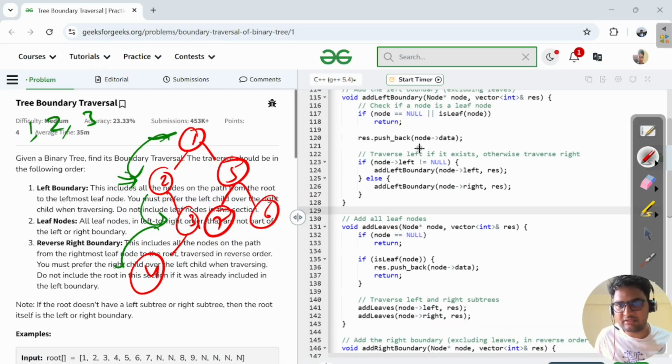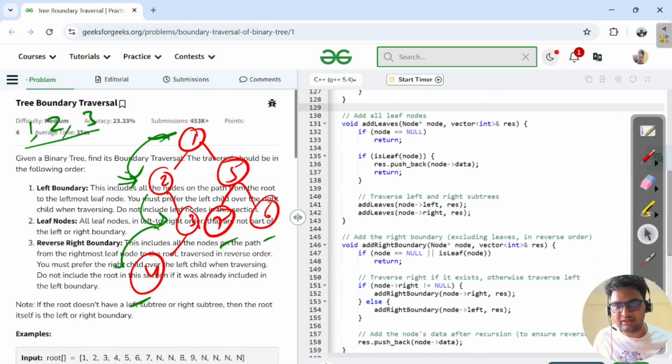And then we will check node arrow left, is there, yes, so we will pass this, but it is a leaf node, so we will not add this, correct, as part of the left boundary traversal. So left boundary traversal, what are the values? 1, 2 and 3, this one, correct? And then from here, this is a leaf node, this is a leaf node, this is a leaf node, correct?